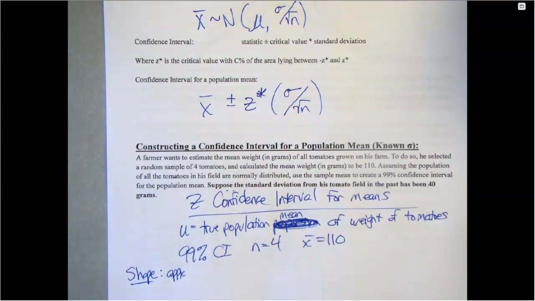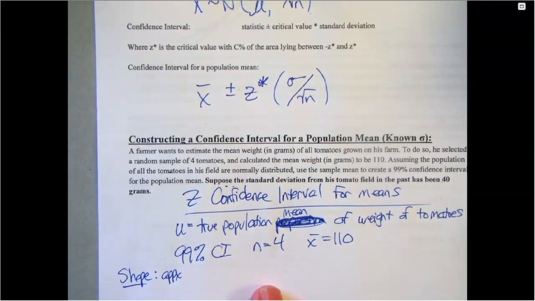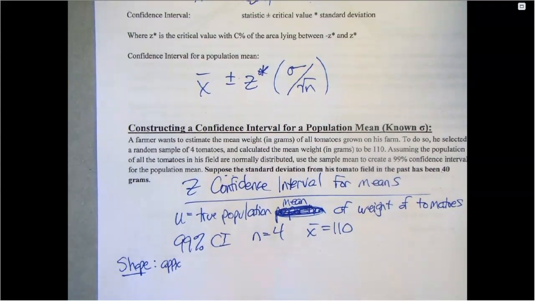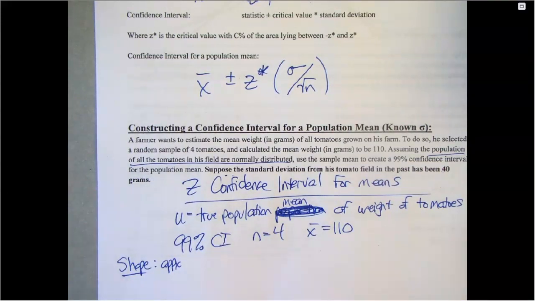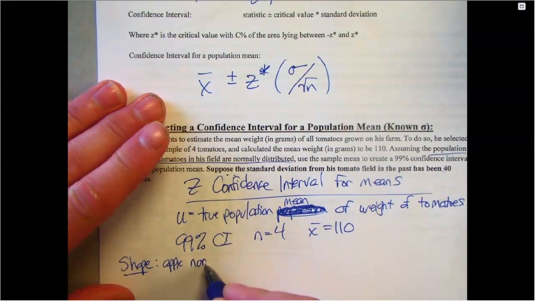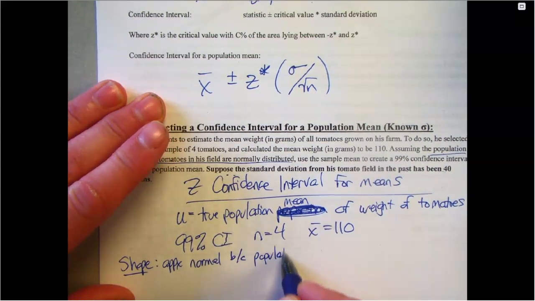N is 4. That's really small. It's not bigger than 30, so I can't use that. But how do I know the shape of my sample is going to be approximately normal? I don't have to sketch it, unfortunately. Yeah, it says the population is normal. So the shape of my sampling distribution is going to be approximately normal because the population is approximately normal.